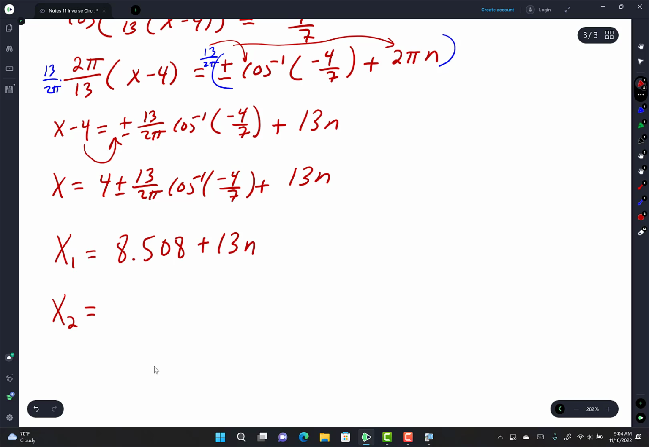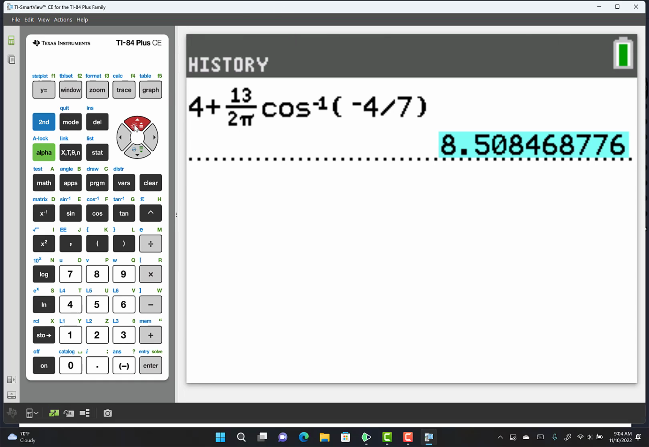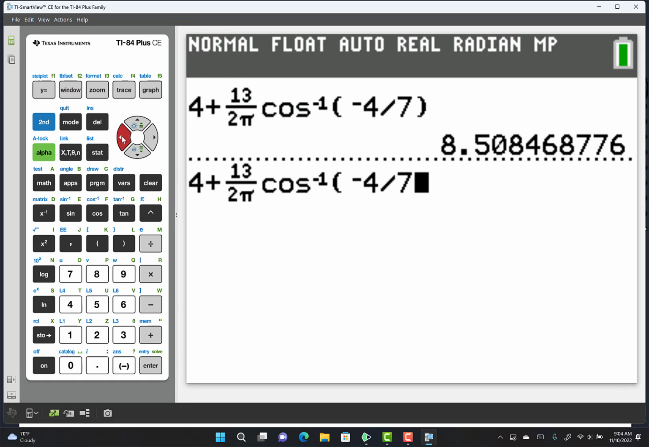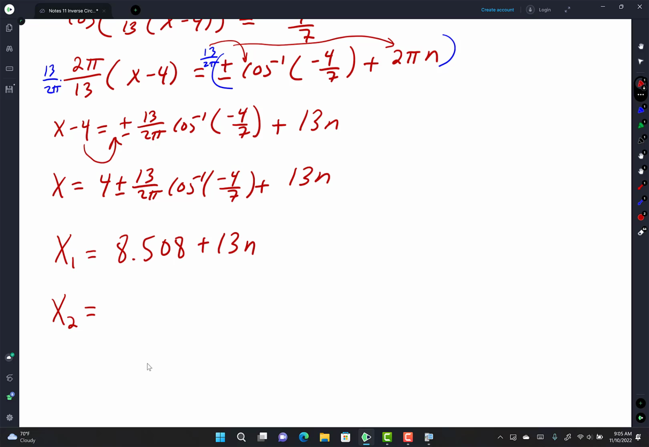x2, instead of doing plus, I'm going to do a minus. So you don't have to type it in again. Just scroll up. Look, push the up cursor. Push it twice. Push enter. And then move the left cursor. I'll hover over the plus sign. And then change the plus to a minus. Push enter. And there it is. Negative 0.508. So I'm going to write x2 is negative 0.508 plus 13n.